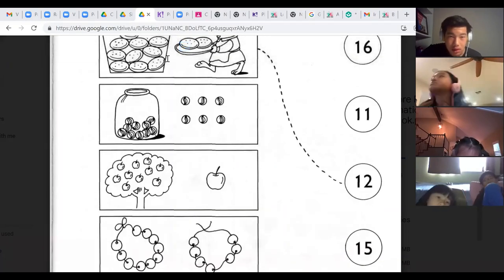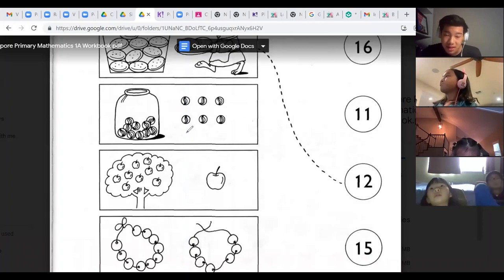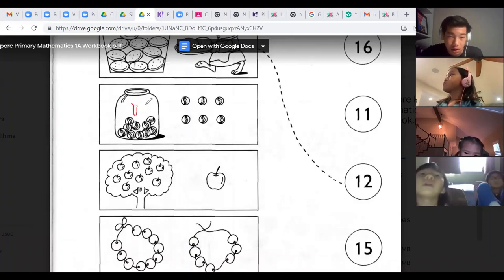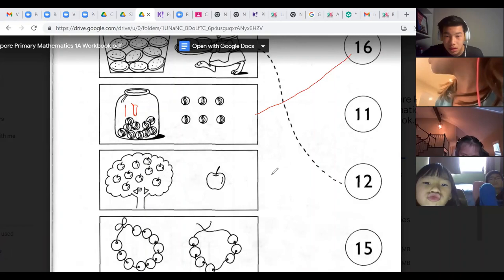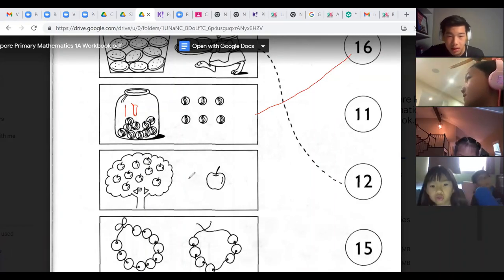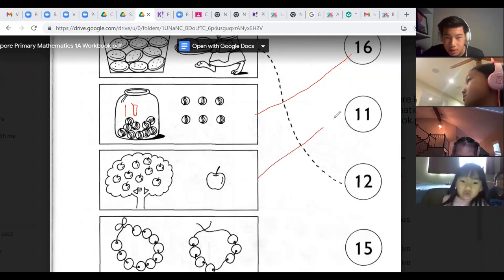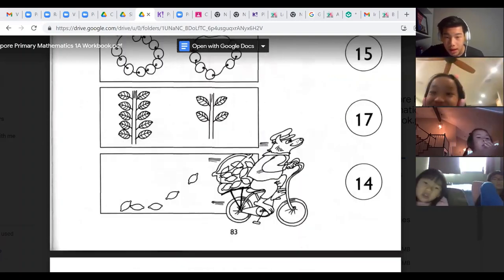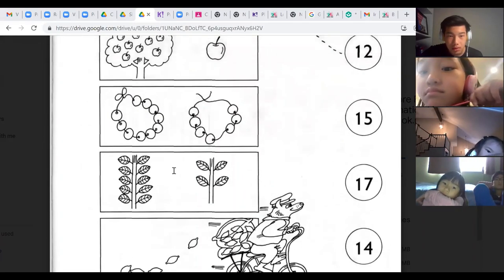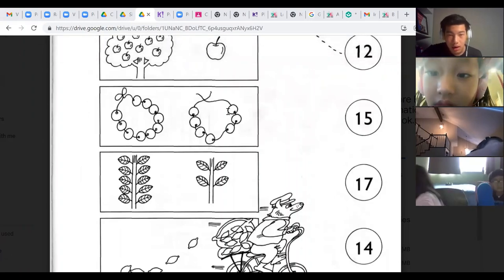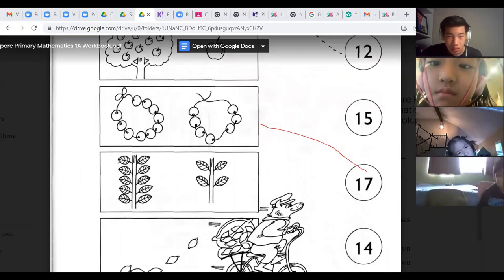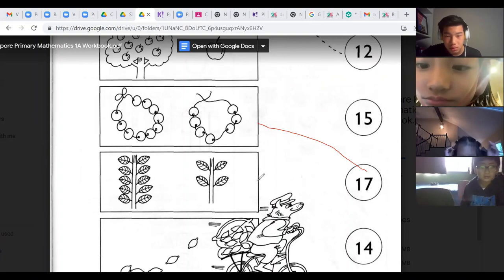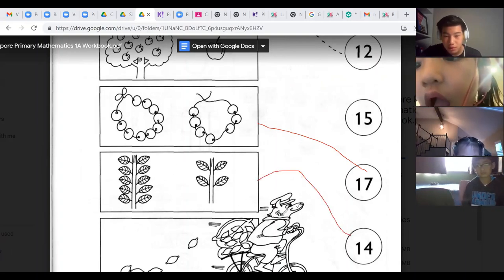Okay. For this one, the answer is 16 because we know there's 10 here. There's 10 here and then six more. So the answer is 16. For this one, we have 10 and then one more. So we know the answer is 11. And for these three, I believe this is 10 here and then seven more. So the answer is 17. We have 10 more and then four more. So 10 and four is 14.